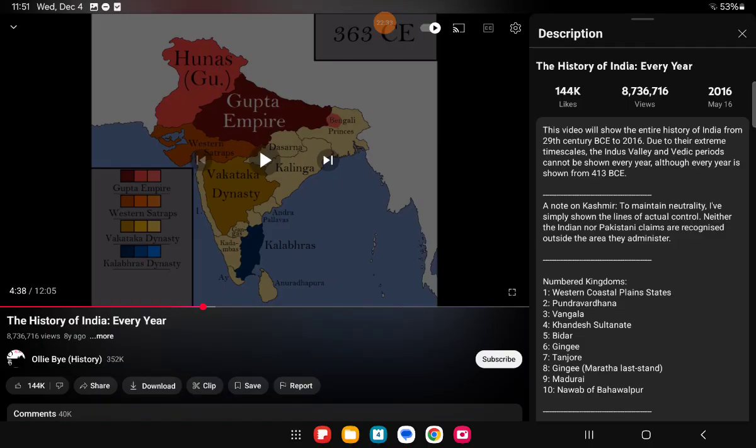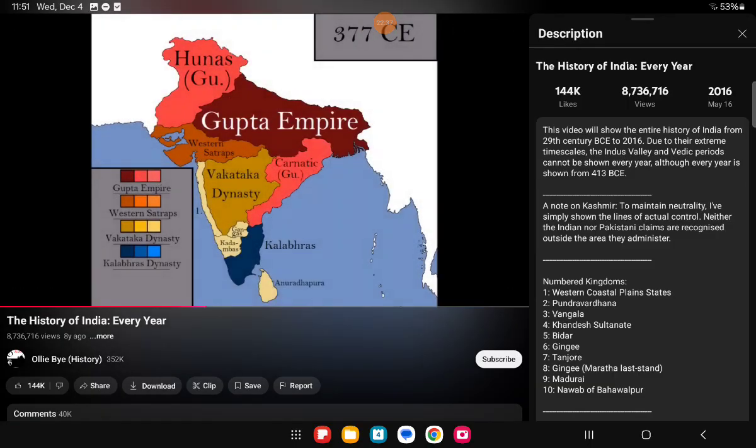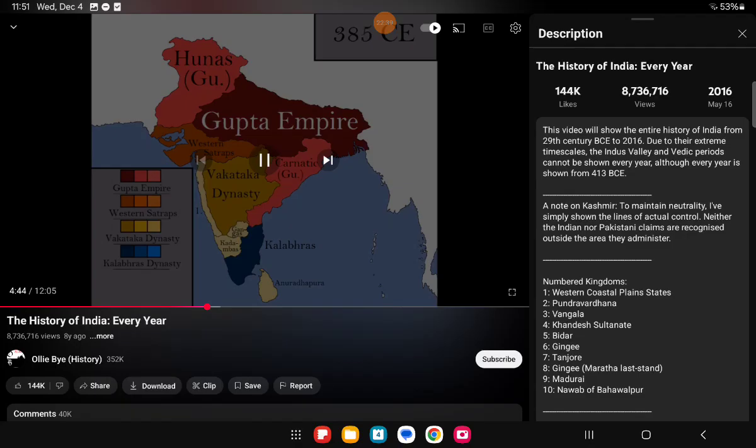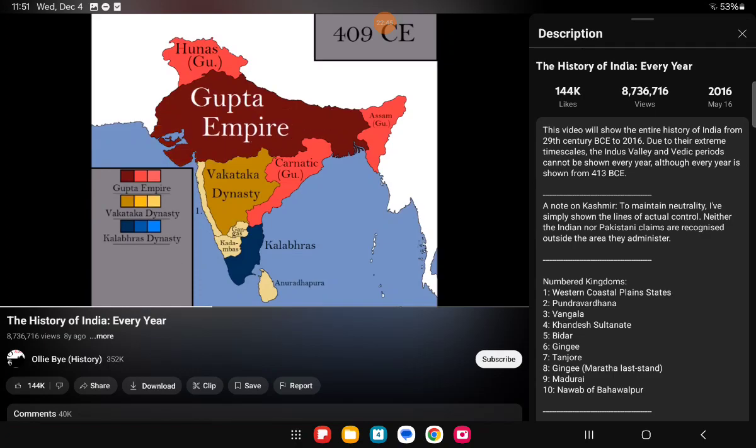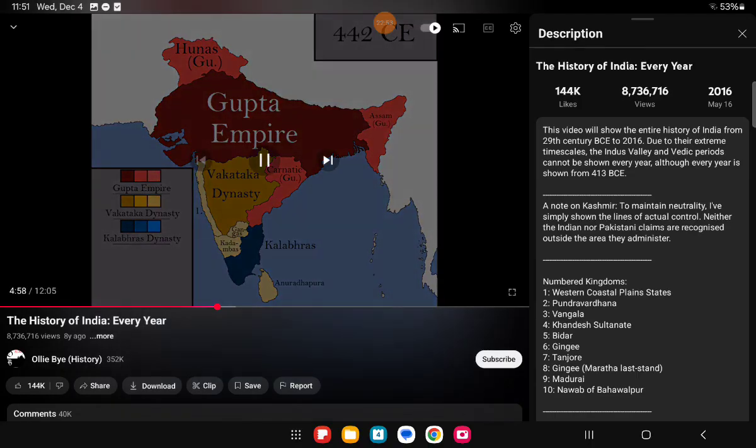Who's going to eat the Vakatakas? And now they've occupied Kalinga and Assam. And they killed the Western satraps. And look, there's now red touching blue. In fact, the founder of the Gupta dynasty is named Chandra. Kind of like Chandragupta.